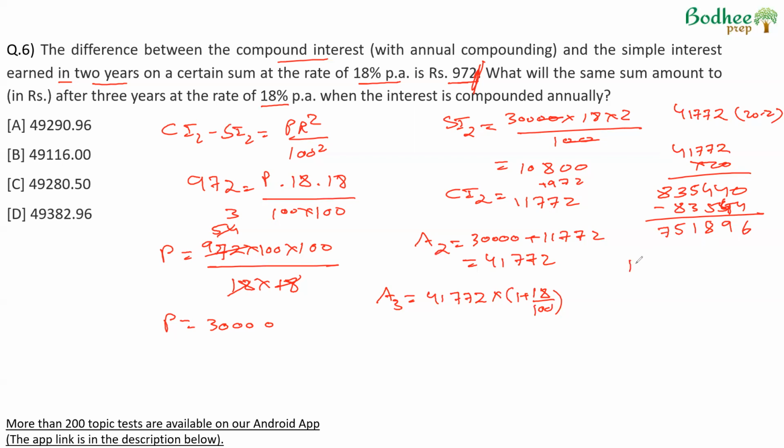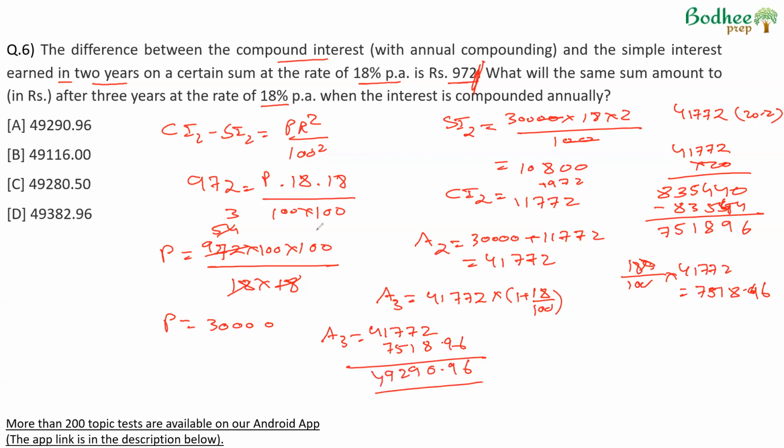And therefore, 18% or 18 upon 100 of 41772 will be equal to 7518.96. So what will be the amount after 3 years? Amount after 3 years will be amount after 2 years, 41772, plus 7518.96. If we add that, 49290.96 becomes the answer.